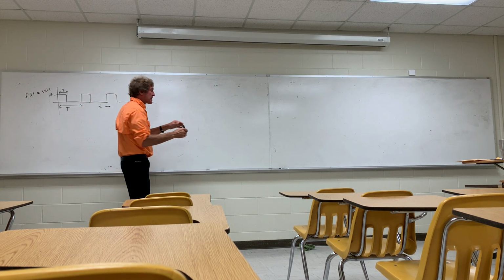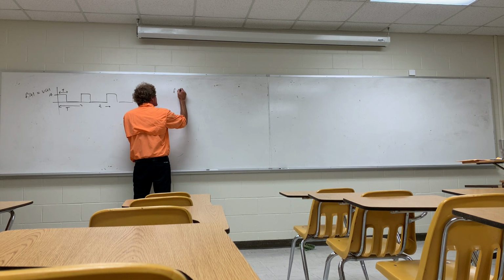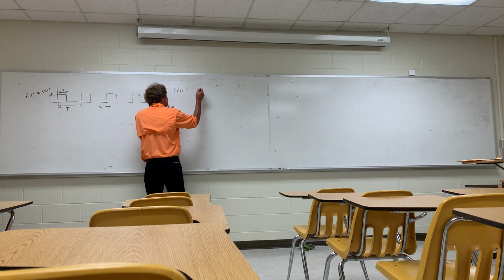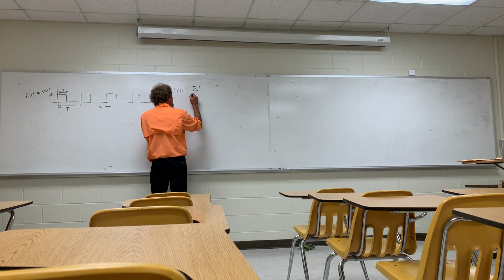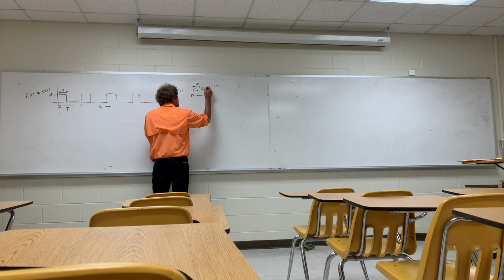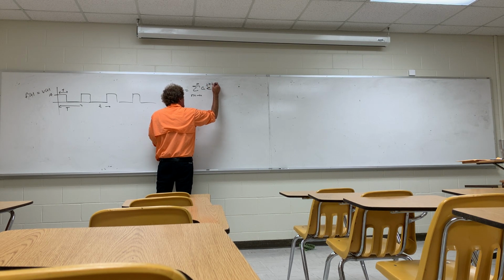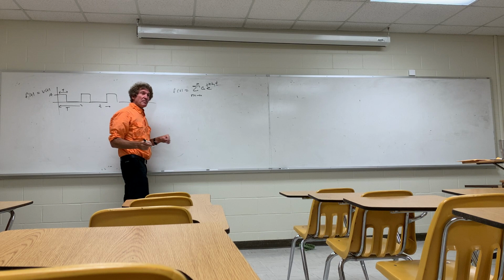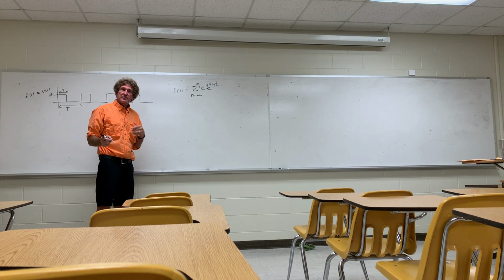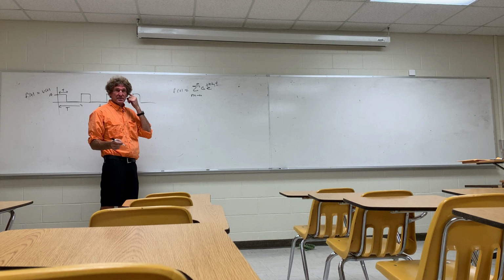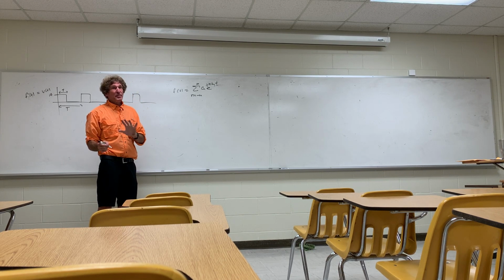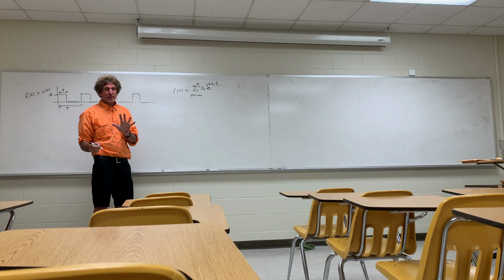Because it's periodic, it can be expressed as a Fourier series. That means this can be expressed as a summation from n equals minus infinity to infinity of some c of n e to the j n omega naught t. Y'all remember that? That's a standard exponential Fourier series representation. It can be done for anything that's periodic. Do y'all remember that Fourier series, right?